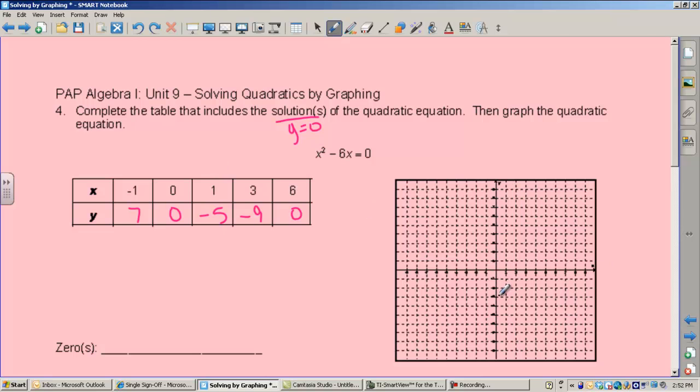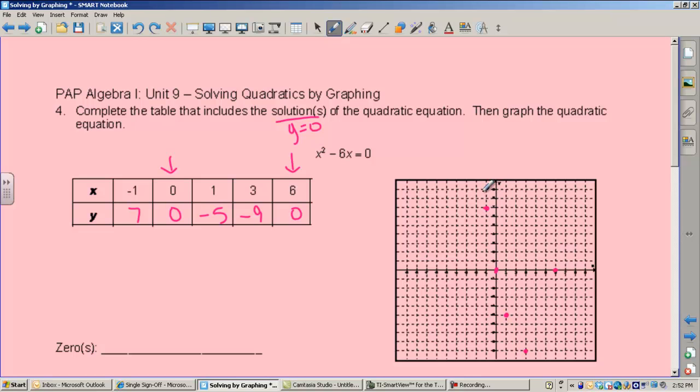So I'm going to plot these on my graph. These 2 points here and here should be my solutions, because that's the point where y equals 0. So my graph should cross the x-axis at 0 and again at 6. So we'll plot our points. So I have -1, 7, and then I have 0, 0. And then I have 1, -5, and then I have 3, -9, and then I have 6, 0.